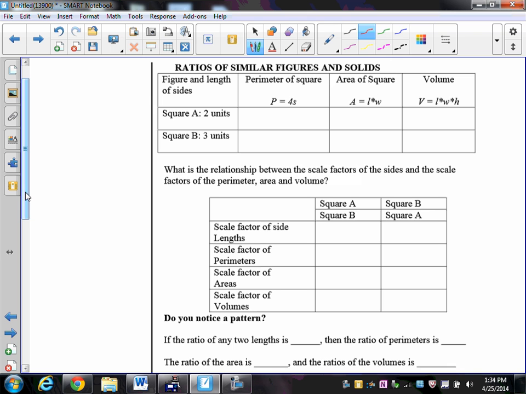in solids. So we have square A where the length of the sides is 2 units. So that means the perimeter is going to be 4 times 2, using this formula up here, which is 8. The area is going to be 2 times 2, which is 4. And the volume is going to be 2 times 2 times 2, which is 8.